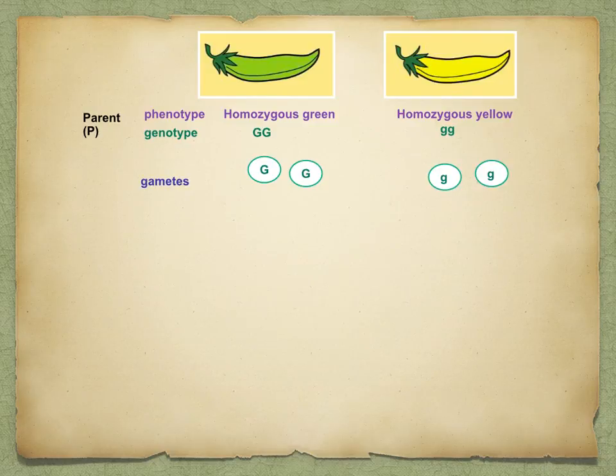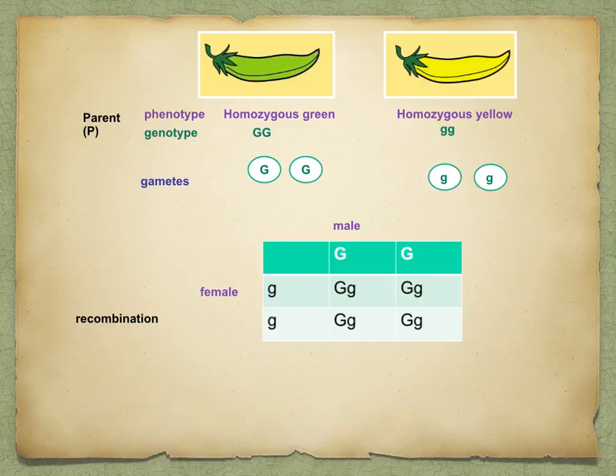Then you're going to state the gametes produced by each parent. Label them clearly and put them in a circle. Circling the gametes reinforces the idea that the gametes are separate. Then you're going to use something called a Punnett square to show the results of the random crossing of gametes. So you're going to label the female and the male, and you're going to cross them with each other. So when you have a capital G crossed with a small g, you're going to get big G, small g, big G, small g, big G, small g, big G, small g.